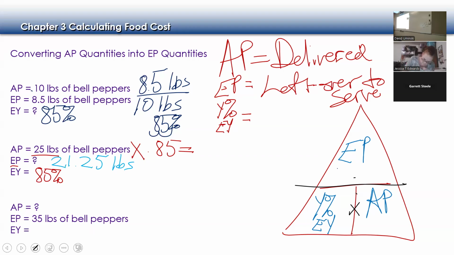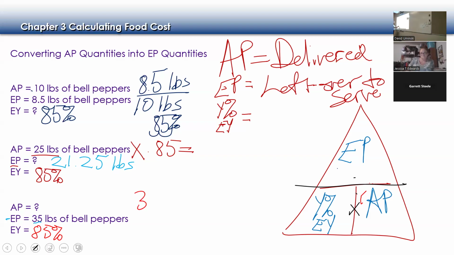So if my recipe calls for 25 pounds of bell peppers, can I just order 25 pounds of bell peppers? No, I need to order more. So if my edible portion is 35 pounds of bell peppers, I've got 85% yield. So if I'm looking for my as purchased, cover that up and we have EP divided by yield percentage, okay? For the edible yield.